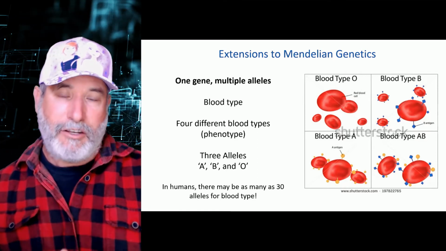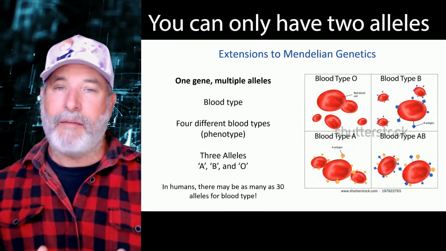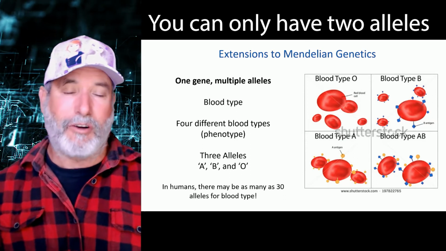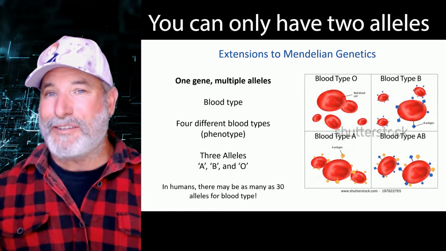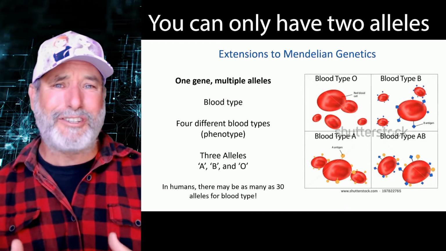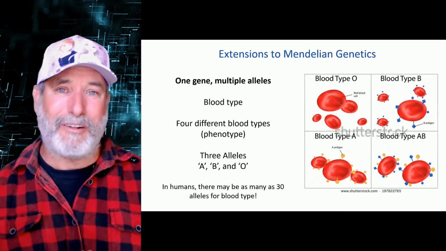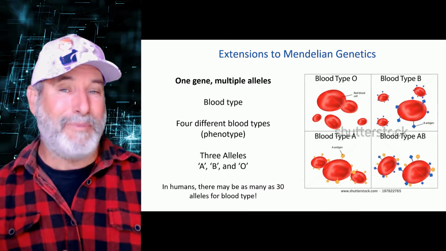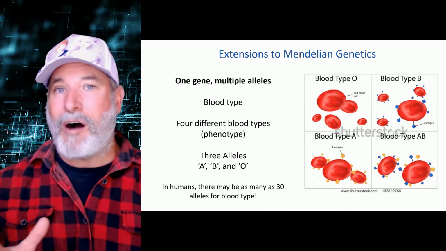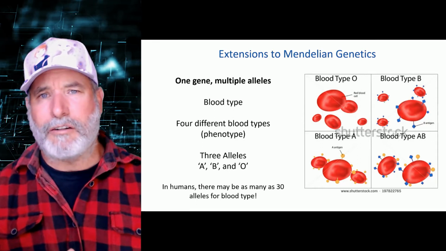Now, in a human, at any one time, you can only have 2 alleles, right? Because we only have 2 copies of our chromosomes. Even though in humans we talk about A, B, and O, there might be like 30 different versions of those throughout the human population, variations on A's and B's. But no matter what, you only get 2, but in a population, you can have multiple alleles.